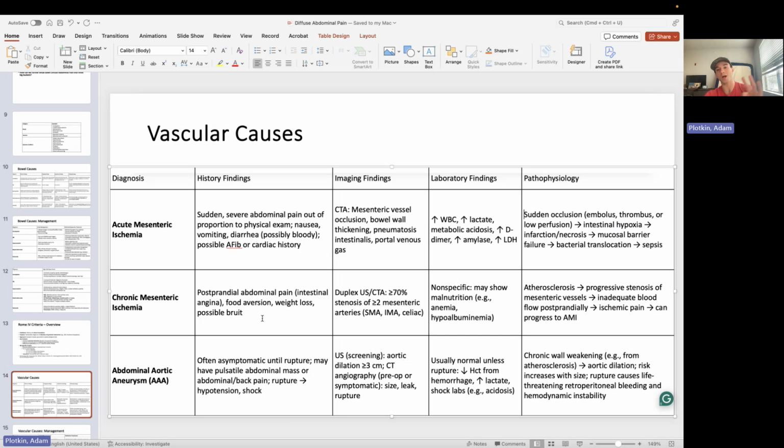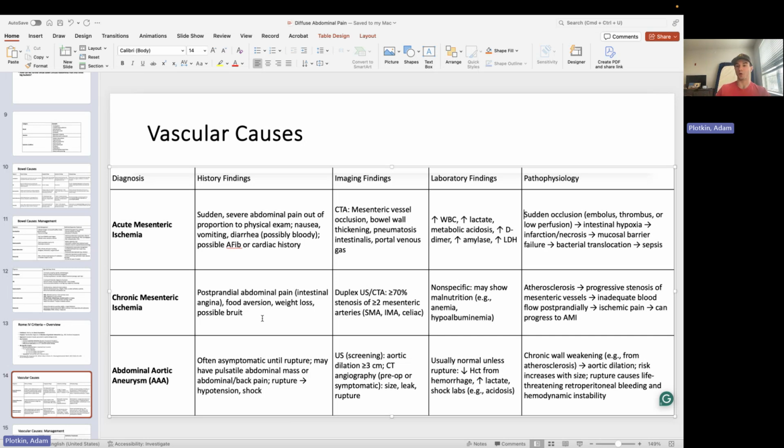When the patient starts walking or exercising, there's enough of an oxygen demand and supply mismatch because of that stenotic vessel that the heart starts getting a little bit angry, right? It starts getting a little bit ischemic, and you start getting that classic retrosternal chest pain. It's the same idea with chronic mesenteric ischemia.